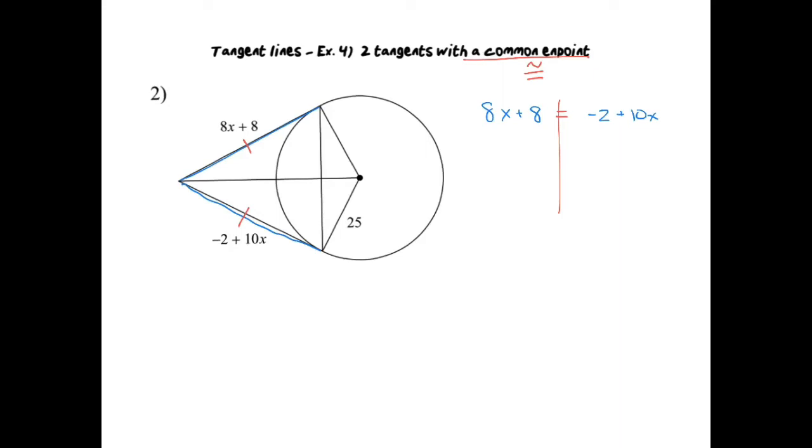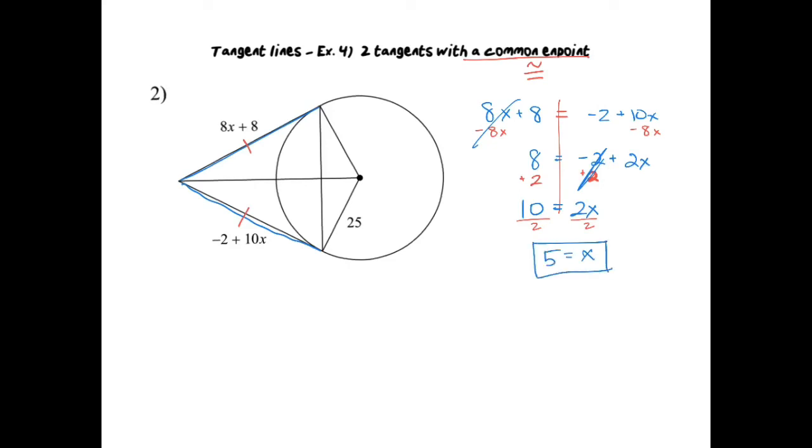All my x's on one side, so let's move this 8x over here. So now I'm left with an 8 equals -2 plus 10x's minus 8x's, 2x's. Move our numbers to the other side, so since that was a -2, let's add 2, which kind of looks like a z. Let's make that look like a 2. So we got 8 plus 2 is 10 equals 2x. And lastly, divide by 2, and x is 5.